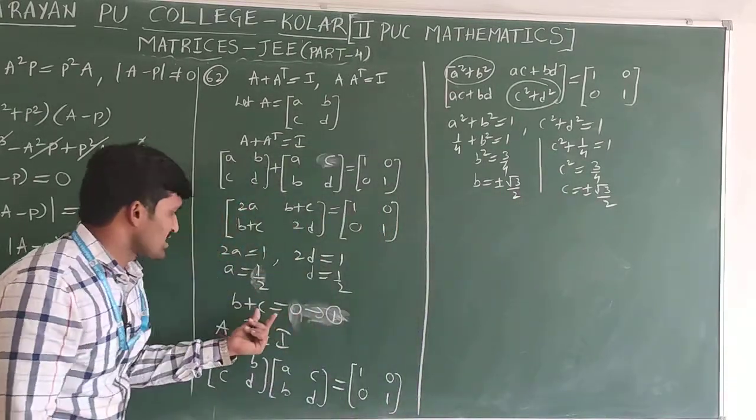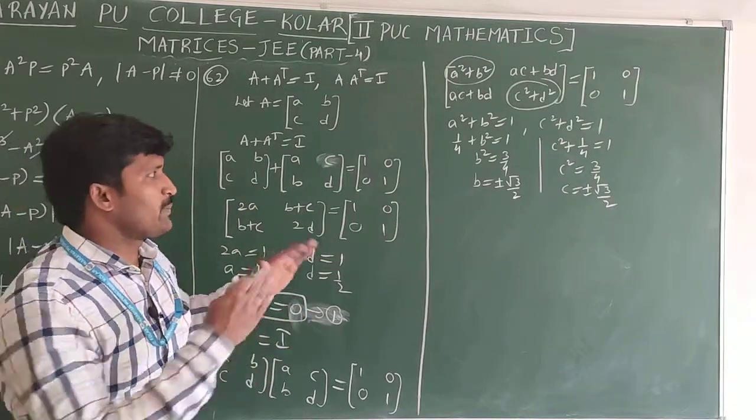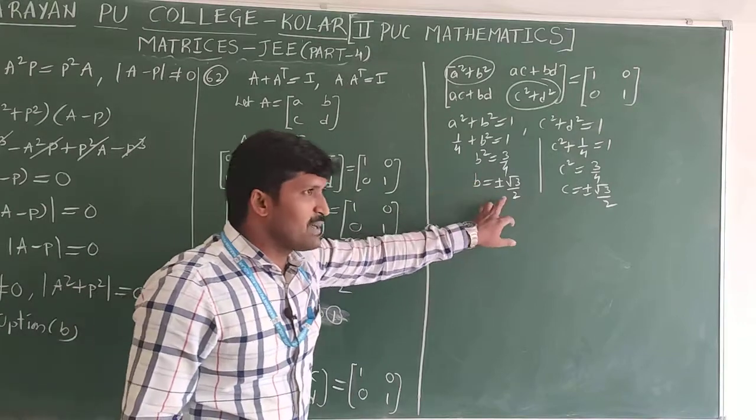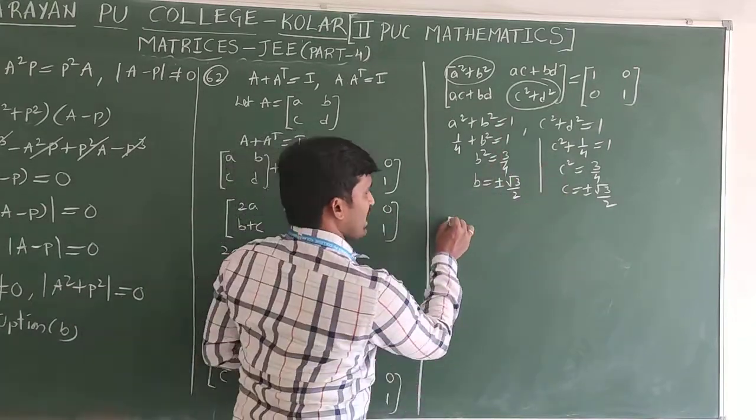Reason? What is the condition here? B plus C is equal to 0. Don't take plus, plus only. If you take B plus, C minus. If B minus, C is plus. That's why only two matrices.